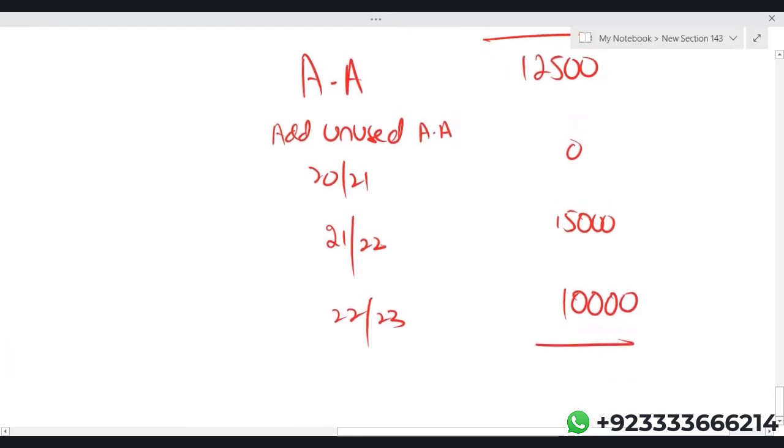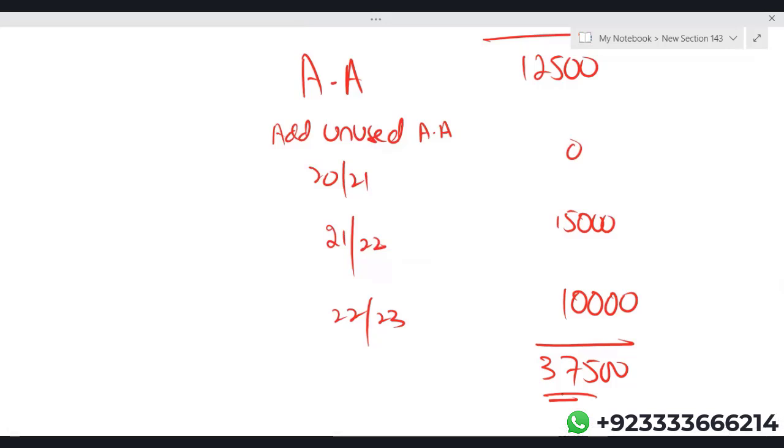Maximum. Logically, maximum available limit, I'm saying maximum available limit with this individual is only 37,500. This is the maximum limit. And I want to say something. Please listen to me carefully.